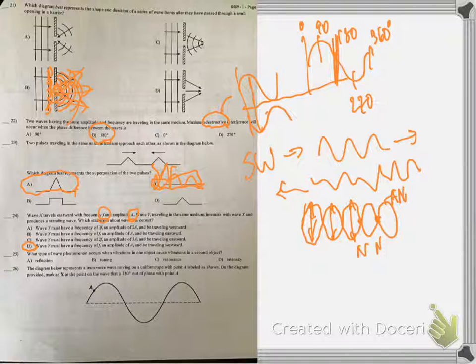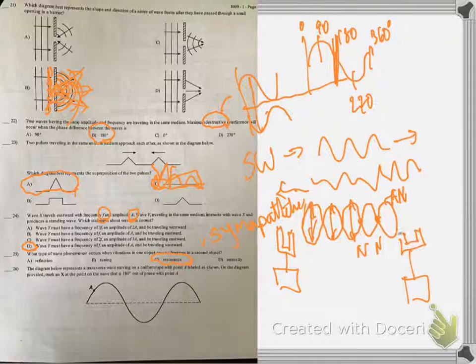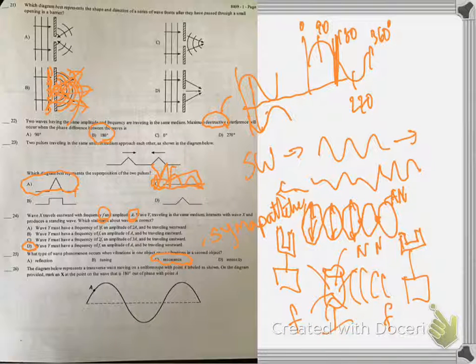What type of wave phenomenon occurs when vibration in one object causes vibration in a second? So this is that sympathetic vibration that I talked about. This is resonance. We talked about it in the context of a tuning fork in the back of the room vibrating because one in the front of the room was vibrating. We talked about it in terms of an opera singer hitting a certain pitch and breaking a glass because the natural frequency of the glass matches the frequency of the voice. So all those are examples of resonance.